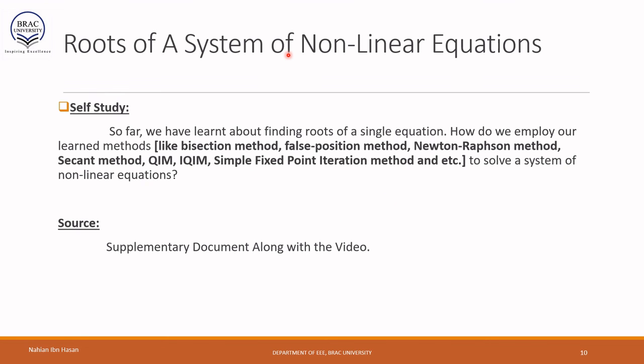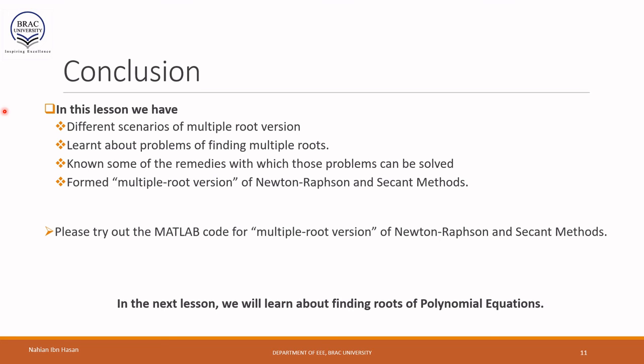In this lesson, we have learned about some scenarios where multiple roots might happen. We have learned that the Newton-Raphson method and the secant method can be modified for the purpose of multiple roots. We have also seen that a nonlinear system of equations can be solved using our known approaches. So please try out the MATLAB code for the multiple root versions, the modified Newton-Raphson and secant methods. Try to examine how these two methods differ from the traditional Newton-Raphson and secant methods. That's your home task. Please try out those MATLAB codes.